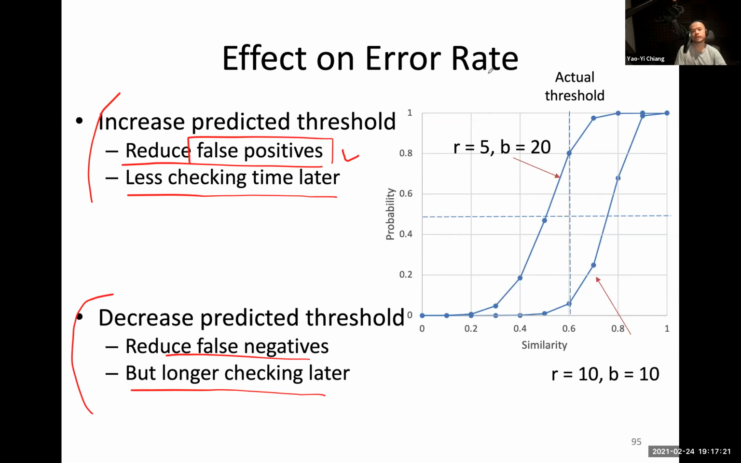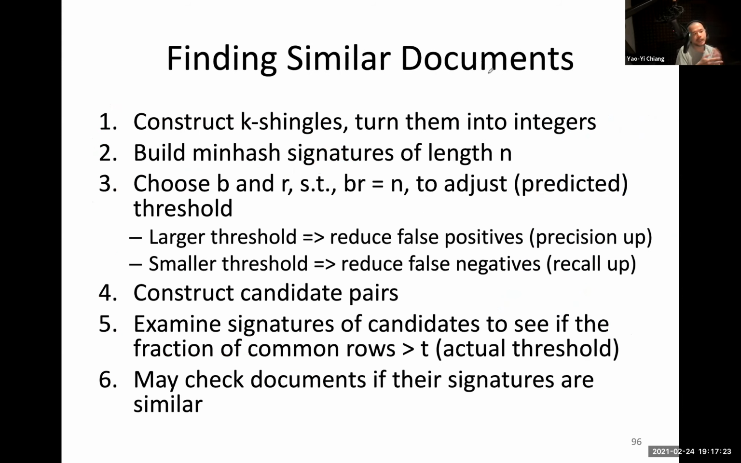So how do we do all this? So these are all R and B. How do you set them, and what do they mean in terms of your false positive and false negative rate? But in general, I think we did this on the whiteboard. I just want to say this again.